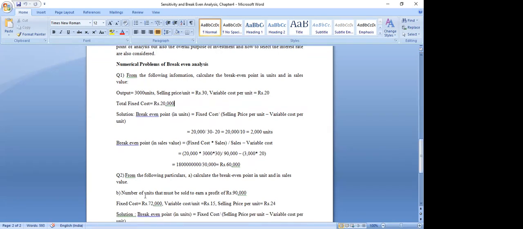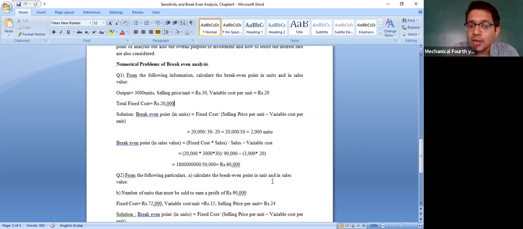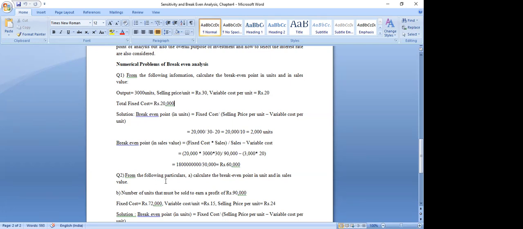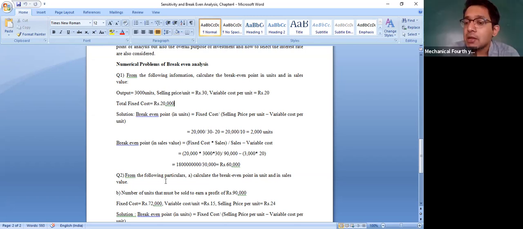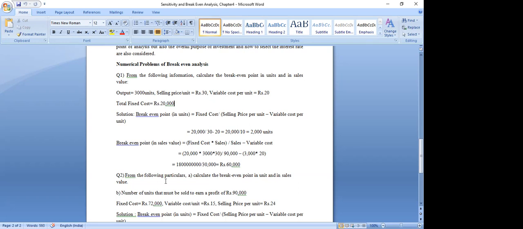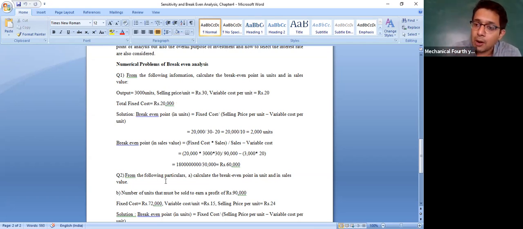Rohan, the problem says: calculate the break-even point in units and in sales value. This is something that we have done earlier, so it will be a revision and it will help you solve the assignment given also. I don't think you will have a problem in assignment 2. However, in the group WhatsApp, I've just posted some solved break-even problems. Go through them. I will also take a class on Tuesday where I will solve break-even problems.